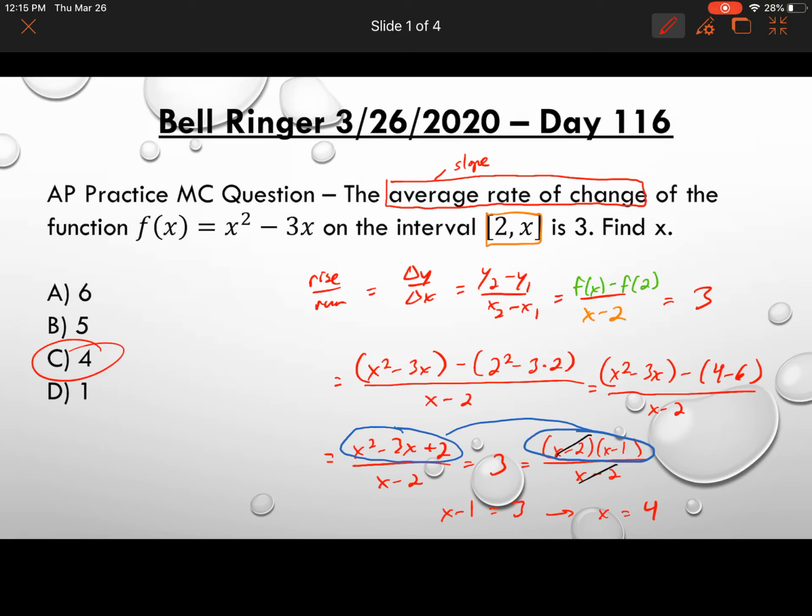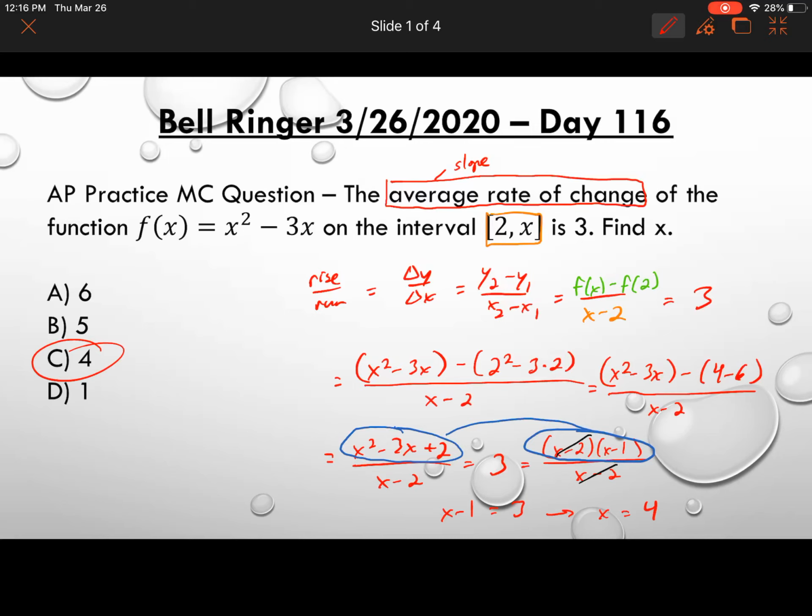So, a little bit of algebra behind it, but I think the key takeaway from this problem that I want you to remember is this idea that whenever we're talking about the average rate of change of something, you are talking about the slope between those 2 points. In this case, our 2 x values were 2 and x, so we want to find the slope between those 2 points by just doing y2 minus y1 over x2 minus x1.